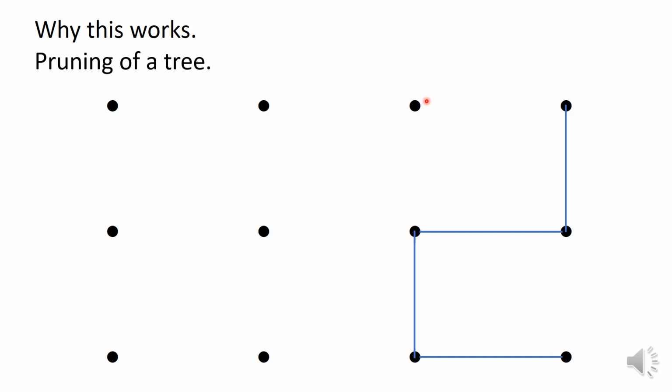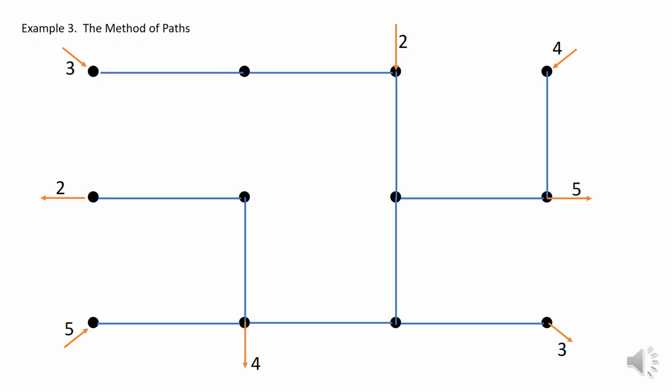So that's why this method works when you have a tree, because there are always end nodes, which would give you exactly one unknown that you can solve for, and you can keep going and find all of the flows in the network. So this method we've done in examples 1 and 2 works because of the tree structure of the network.